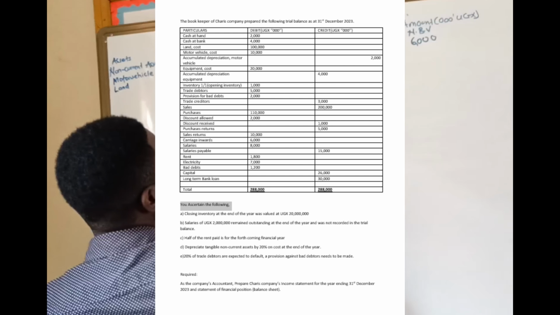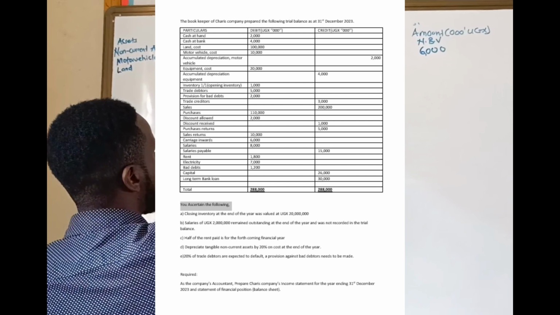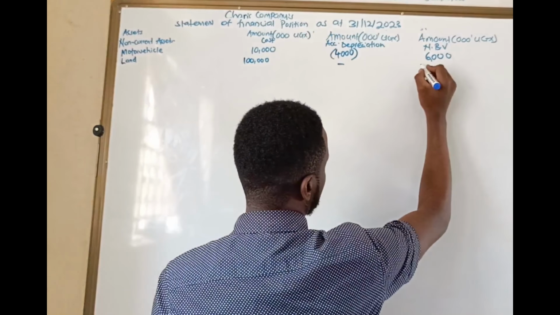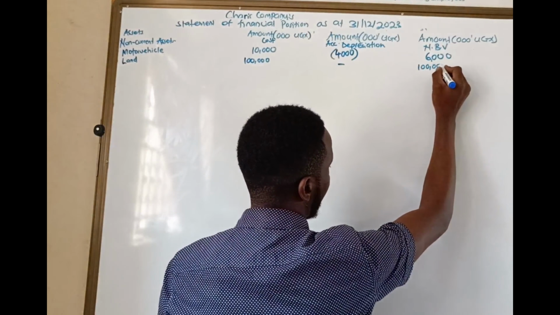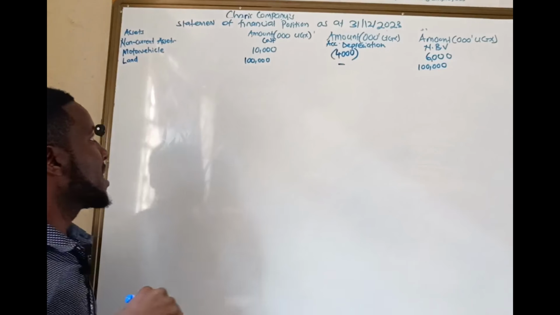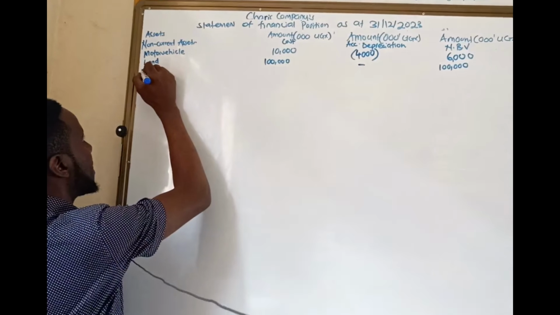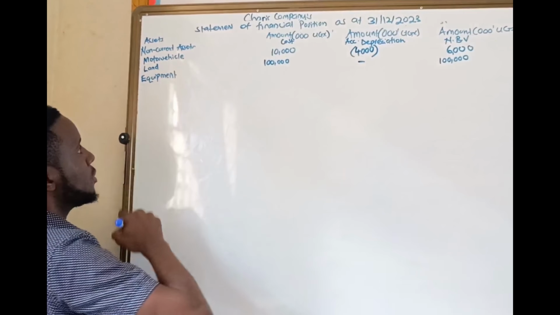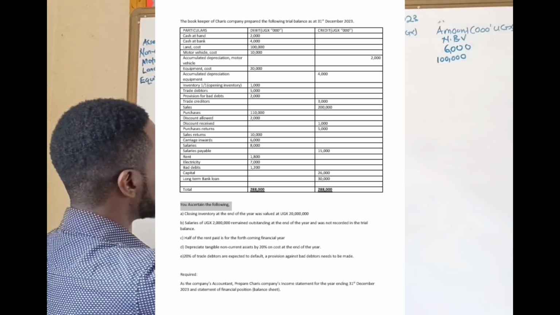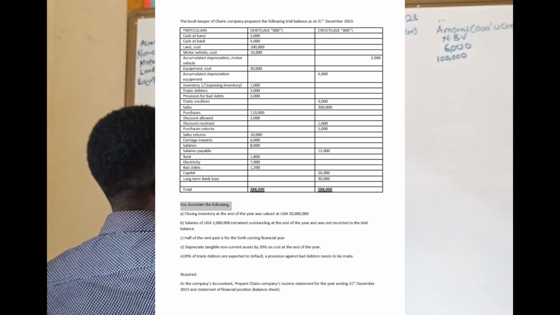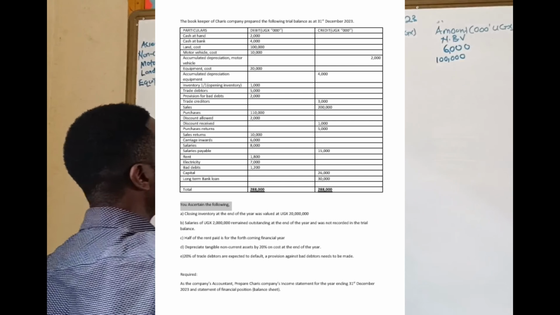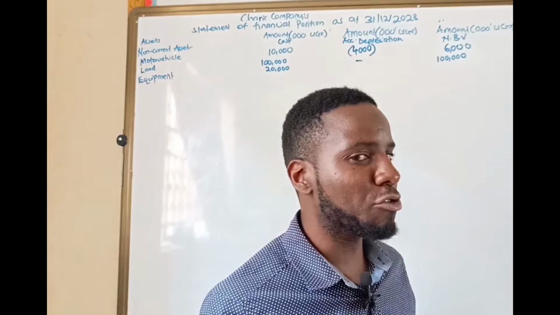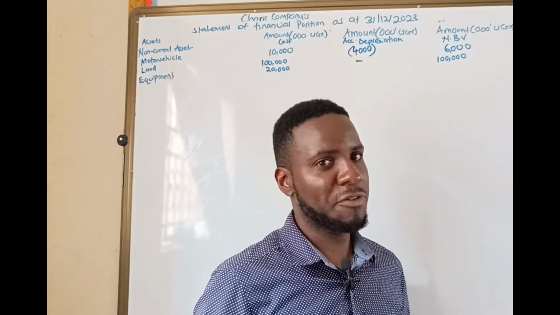Our land was worth 100,000. Like I told you, land does not depreciate, so we just leave it there and we bring the total figure this side. Then next we have equipment. If you look closely at our trial balance, equipment was worth 20,000. But then also there is depreciation of the equipment, the depreciation of the equipment in the trial balance before the adjustment.